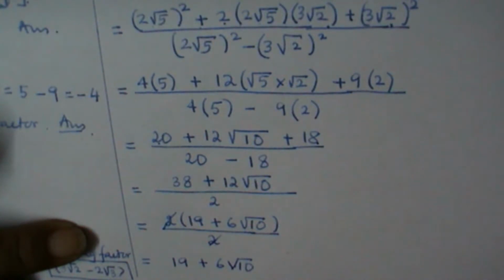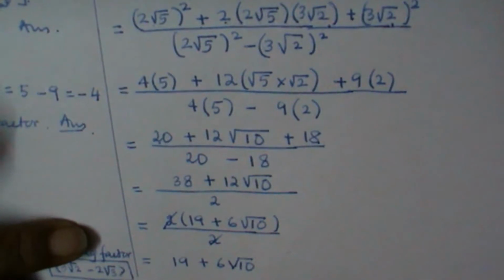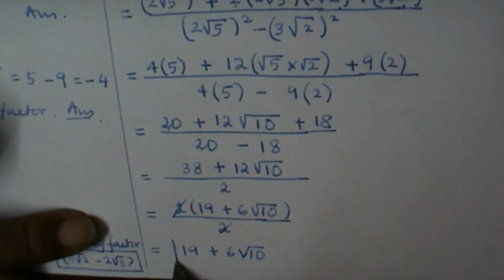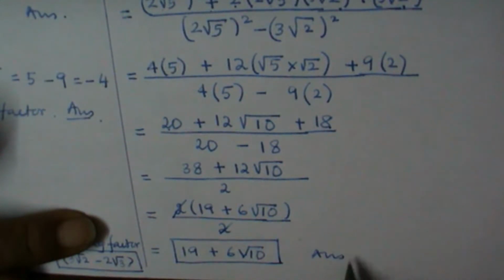Is there any denominator? 1. Is 1 a rational number? Yes. Have we rationalized the denominator? Yes. And that is our answer.